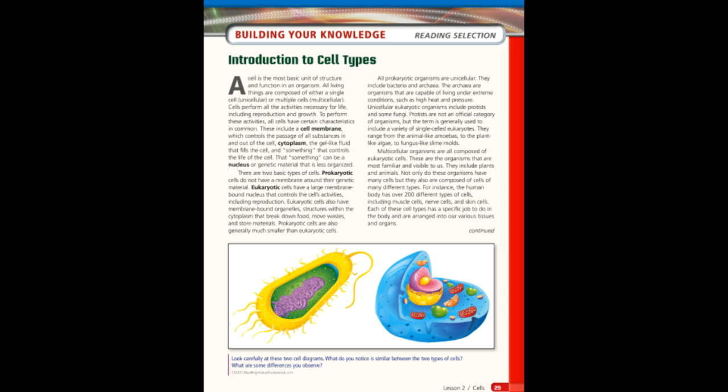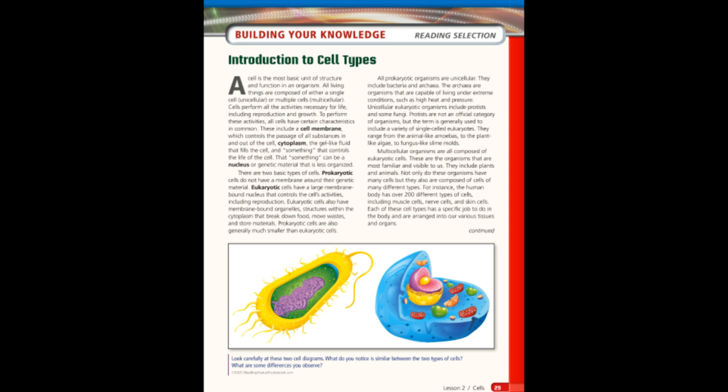Prokaryotic cells do not have a membrane around their genetic material. Eukaryotic cells have a large membrane-bound nucleus that controls the cell's activities, including reproduction. Eukaryotic cells also have membrane-bound organelles, structures within the cytoplasm that break down food, move waste, and store materials. Prokaryotic cells are also generally much smaller than eukaryotic cells.